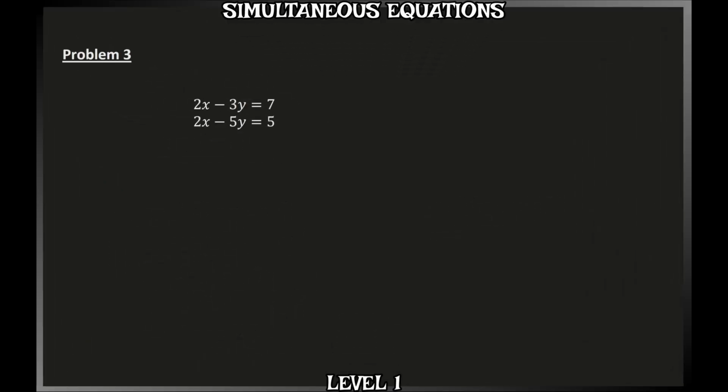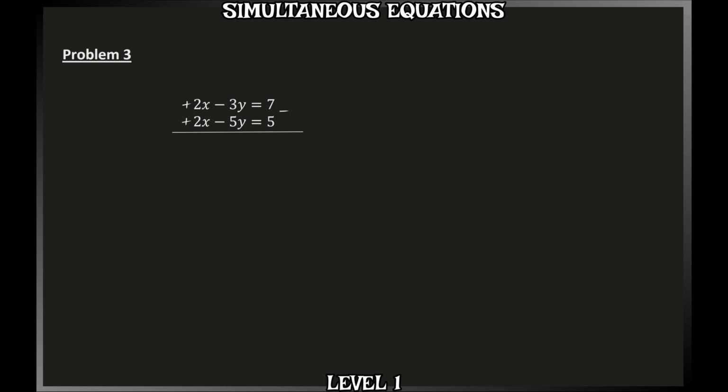In problem 3, we're solving 2x minus 3y equals 7 and 2x minus 5y equals 5. Now on this occasion we have the same number of x's in the two equations, whereas the numbers in front of the y's are different. So this tells us that we need to eliminate the x's. Now since both of these x's are positive, we can make them into 0 and eliminate them by subtracting them, because 2x minus 2x is 0.